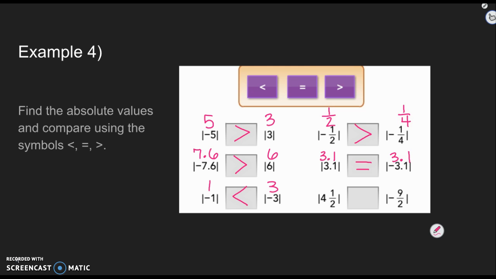These numbers are equal. The absolute value of 4 1/2 is 4 1/2. The absolute value of negative 9/2 is 9/2. But if we change 9/2 into a mixed number, that's going to equal 4 1/2. So 4 1/2 is equal to 4 1/2.